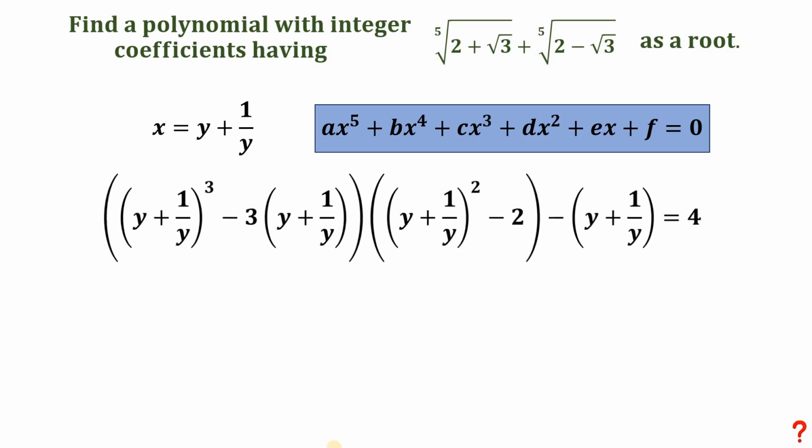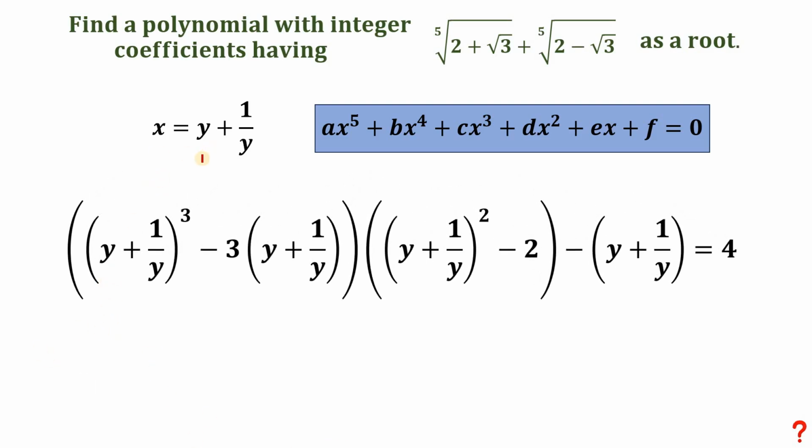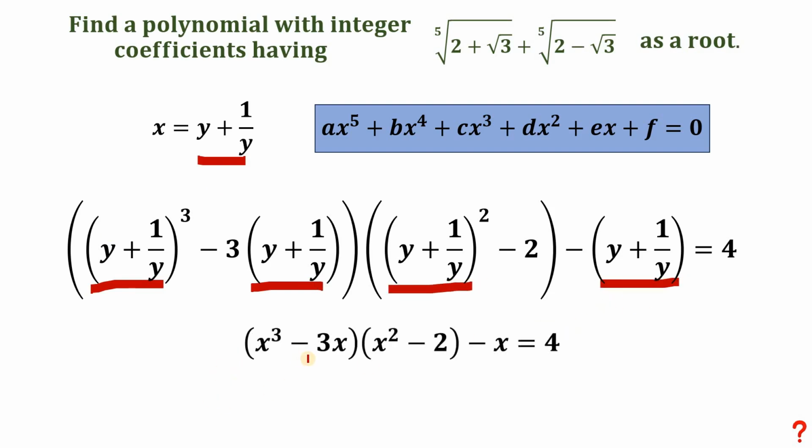Now, focus on this equation and see y plus 1 over y is just x. So we can replace this with x. This one with x, this one with x, and this one with x. If we do that, we get x cubed minus 3x multiplied by the quantity x squared minus 2 minus x equals 4. So, y plus 1 over y becomes x. All of them become x because we don't want a polynomial equation in terms of y, but we want a polynomial equation in terms of x.